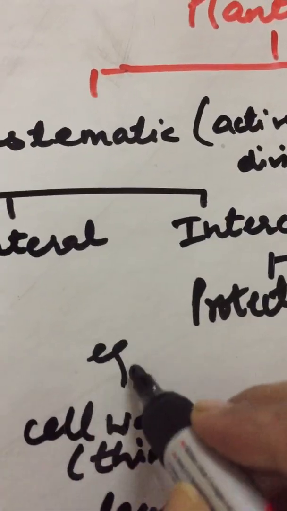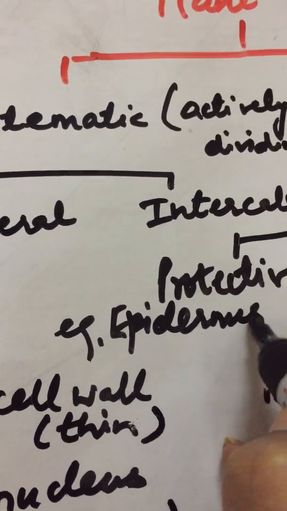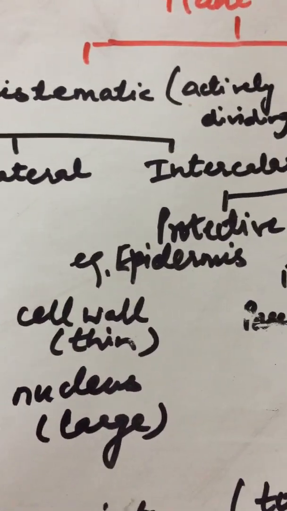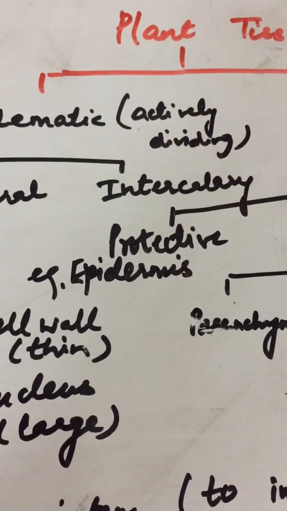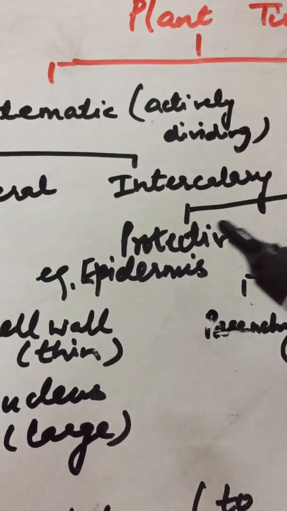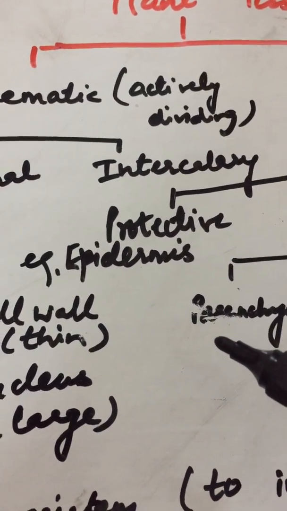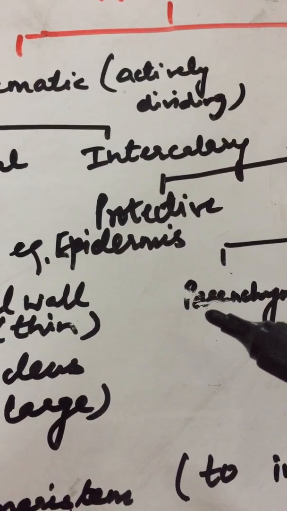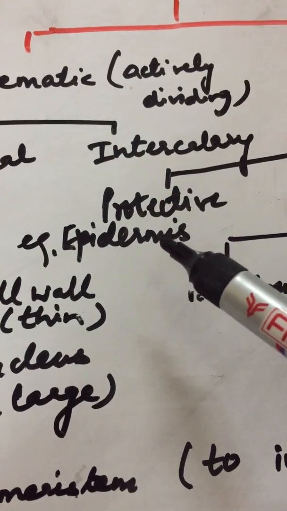Under protective, we have one example or type, and that is epidermis. Epidermis is present on the surface of the root, stem or leaf, that is on the surface of the plant body, and as the name says protective, it protects the inner parts of the plant. So if you are asked which tissue is present on the surface of root, surface of stem or leaf, you will write epidermis.